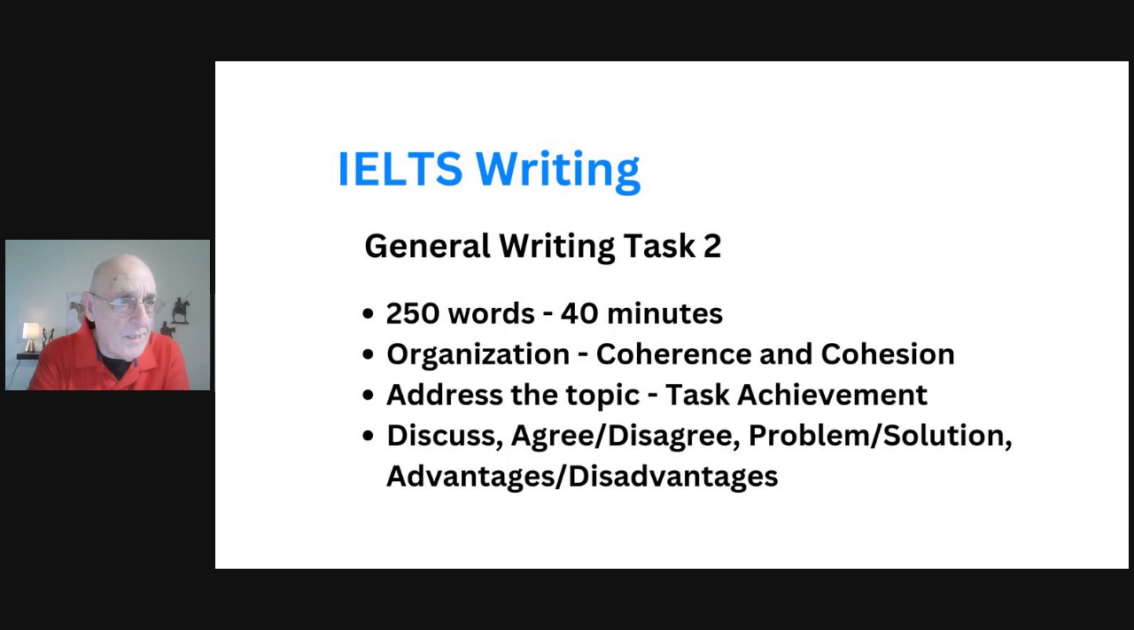And in general writing task 2, it's the same strategy and the same approach, very similar to academic writing task 2: 250 words in 40 minutes. You're measured on your structure, your coherence and cohesion, your task achievement. Do you address the topic? And you're asked to give your point of view. In both cases, for general and academic writing task 2, you're always asked to give relevant examples from your own life and experience.